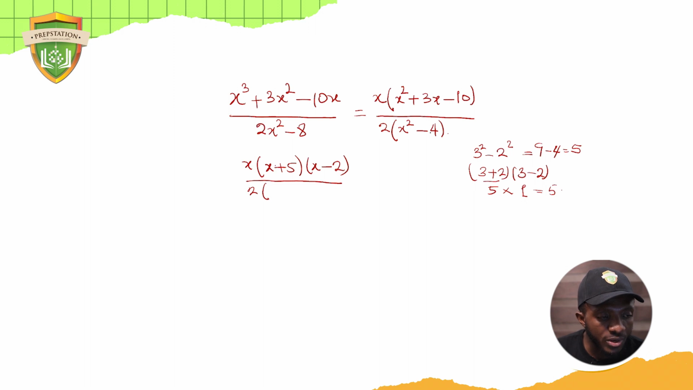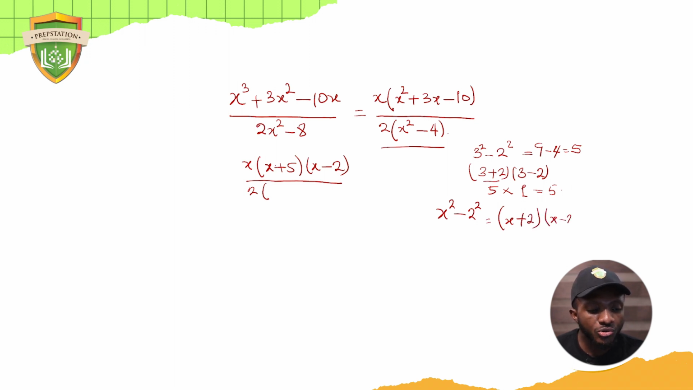Can you see these are two squares? How do we know that? 4 is a square number. So this one here, it's more like saying x squared minus 2 squared, because 2 squared is 4. So if we apply this to this, it's going to leave us with x plus 2 and then x minus 2.